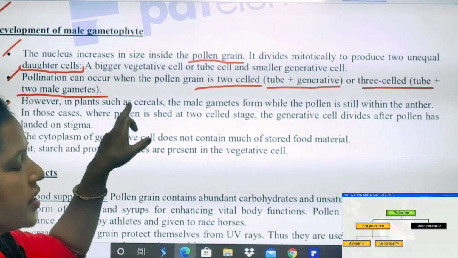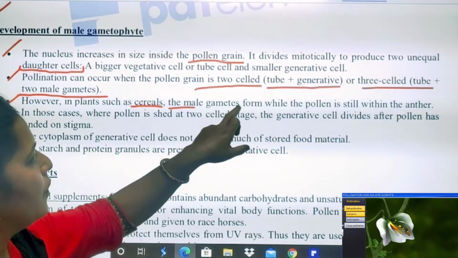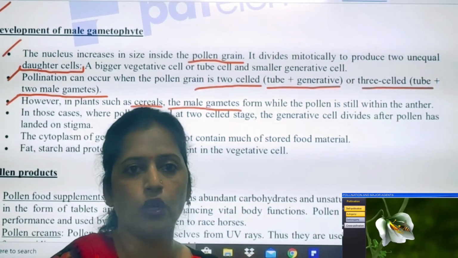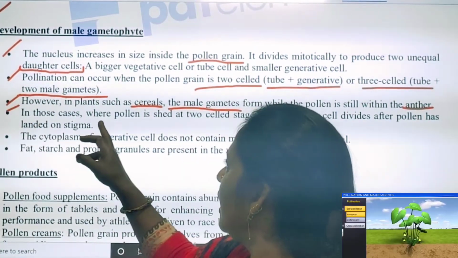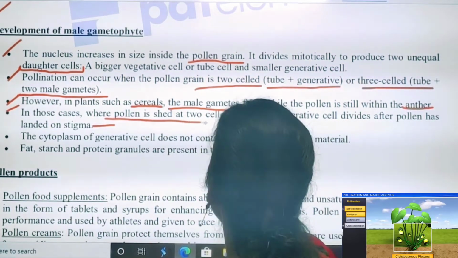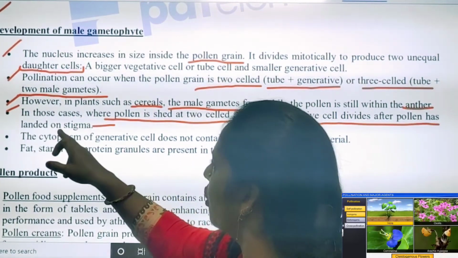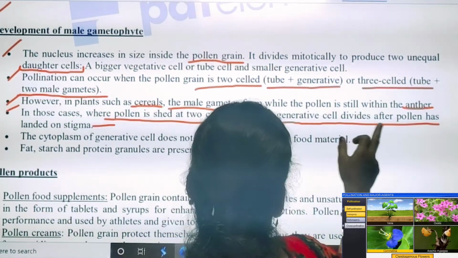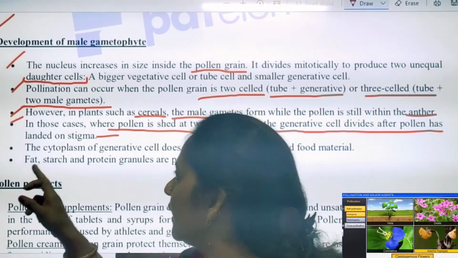However, in plants such as cereals, the male gametes form while the pollen is still within the anther. In those cases where pollen is shed at the two-celled stage, the generative cell divides after the pollen has landed on the stigma. At that time the generative cell will divide, after the pollen has landed on the stigma.